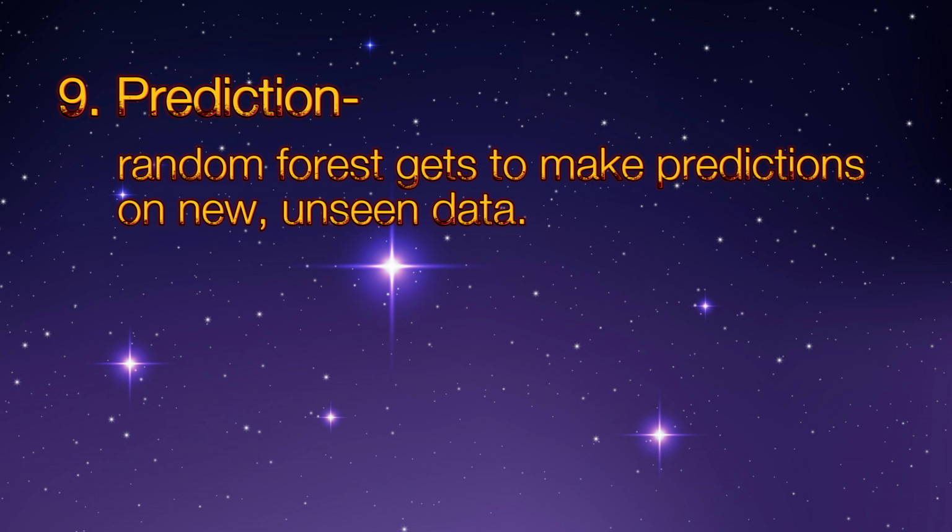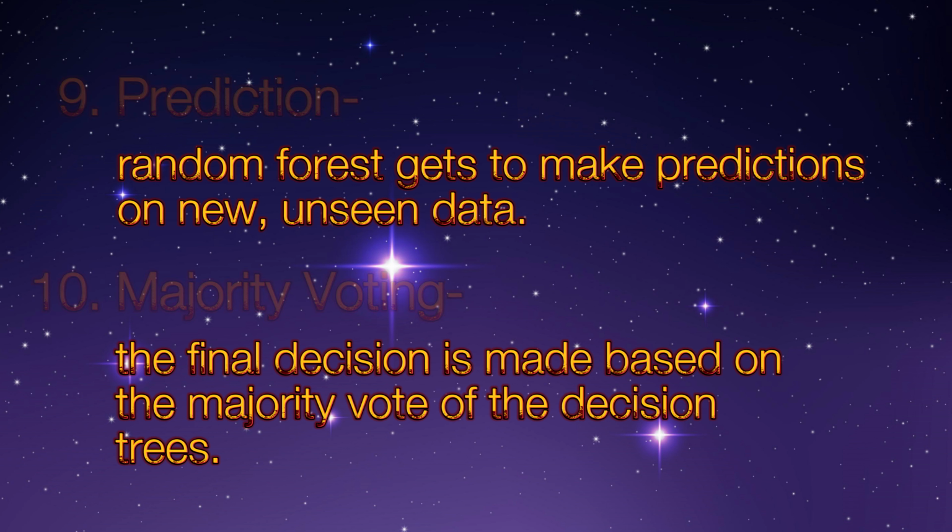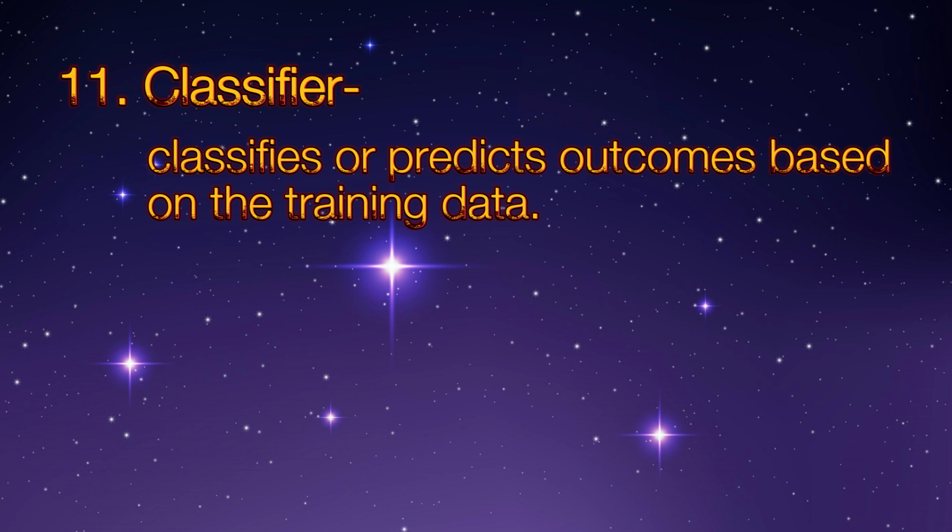Number 9 is prediction. Prediction is the grand moment. After all the learning, our random forest gets to make predictions on new or unseen data. Number 10 is majority voting. It's democracy in action. For classification, the final decision is made based on the majority vote of decision trees. The more the merrier. Number 11 is classifier. Our algorithm, the hero of the story, classifies or predicts outcomes based on the training data.